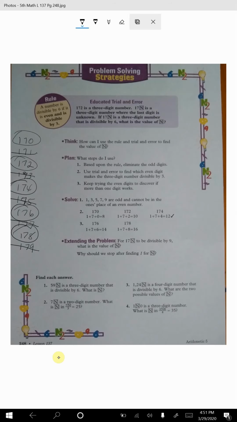The second thing is, if you add up the digits, it has to be divisible by 3. All right, 1 plus 7 is 8. Does 8 go into 3 evenly? No.